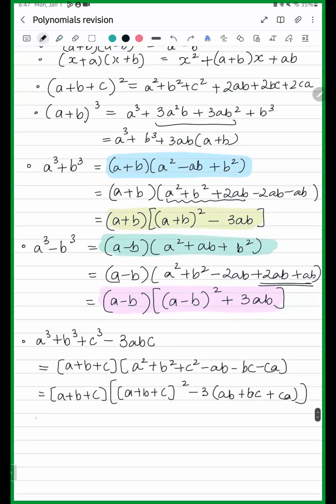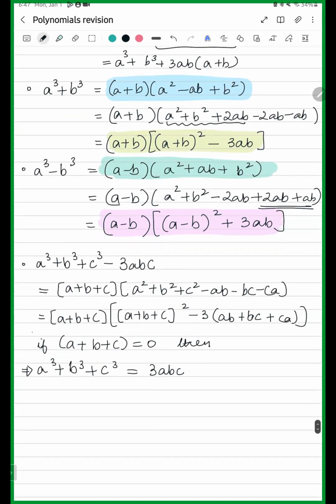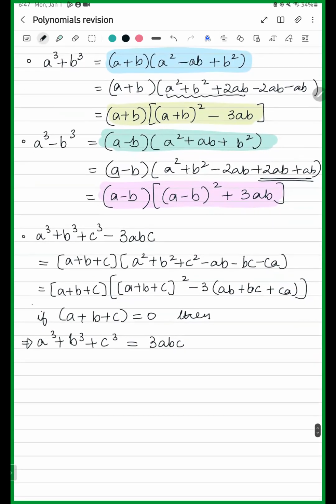And we had done one more question, that if a plus b plus c equals 0, that means this portion, and we had done this question twice, I remember. If a plus b plus c equals 0, then this part becomes 0, and that means the entire thing becomes 0. So the LHS is equal to 0. That means a cube plus b cube plus c cube is equal to 3abc.